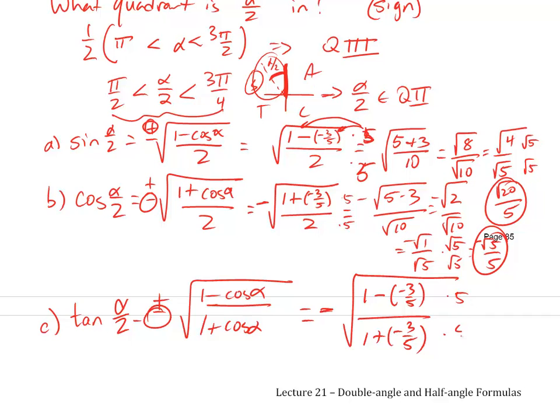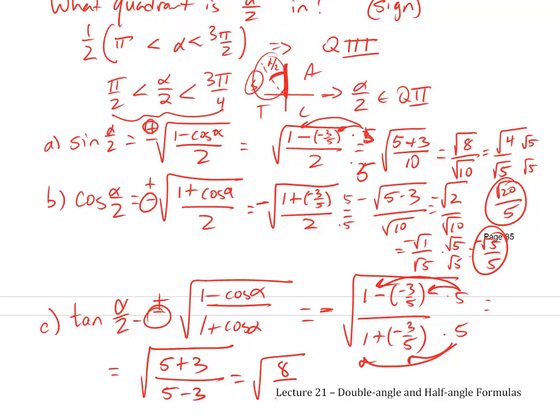I'm going to multiply by 5 over 5 again, and I get on top 5 plus 3 when I distribute the 5 to these two terms, and when I distribute the 5 here, I end up with 5 minus 3, which gives me square root of 8 over 2, which is negative square root of 4, which is negative 2, is the value of tangent of alpha over 2.